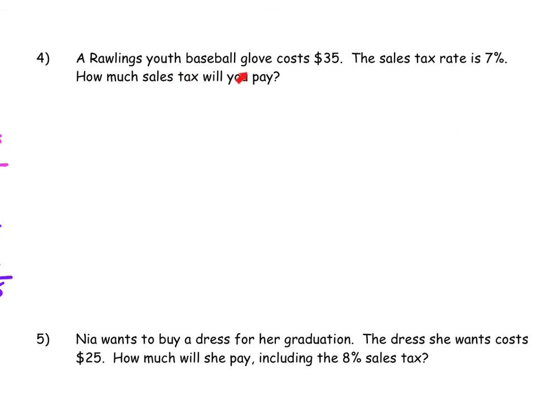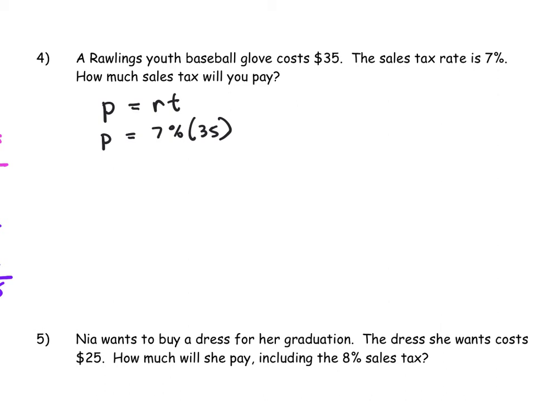A Rawlings Youth baseball glove costs $35. The sales tax rate is 7%. How much sales tax will you pay? Well, let's not confuse sales tax with sale price. Sales tax is added on. However, they're just asking me what that tax will be. And fortunately, I can write a very similar equation. I can use part equals rate times total. What equation do you think I can write to find the tax? If you said part, which is a tax, equals 7% times $35, you are correct.